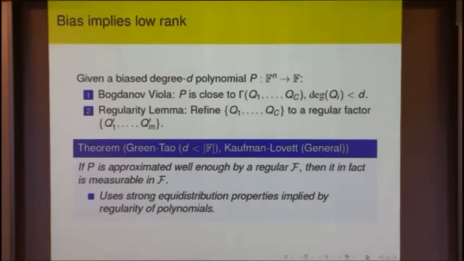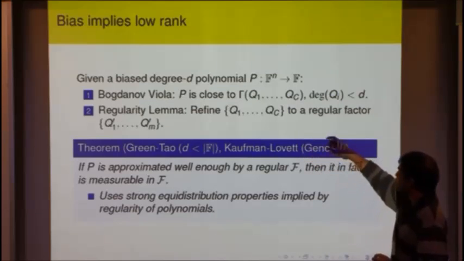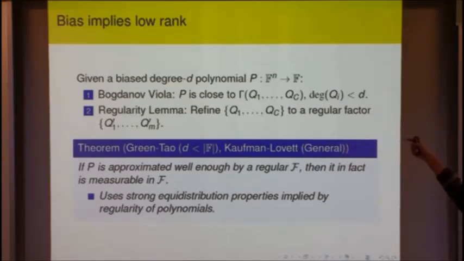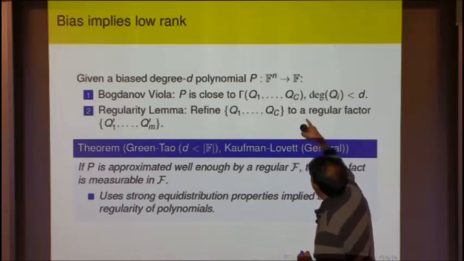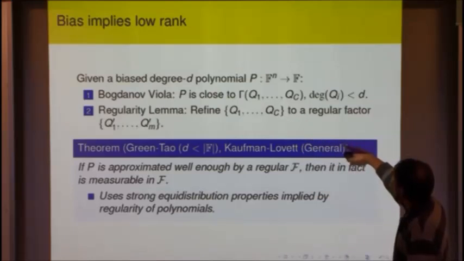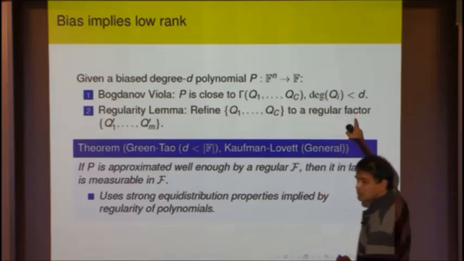Right. So the proof basically goes like this. Recall, we want to show that if you have a biased polynomial, then it is also a low rank polynomial. So you start with a biased polynomial, then you use Bogdanov-Viola to claim that it must be close to some function of low degree polynomials.